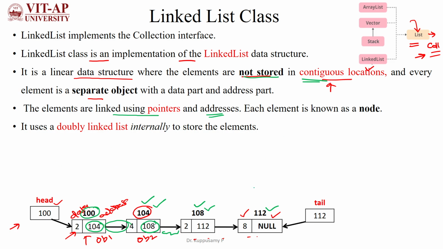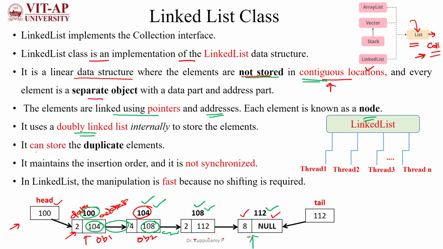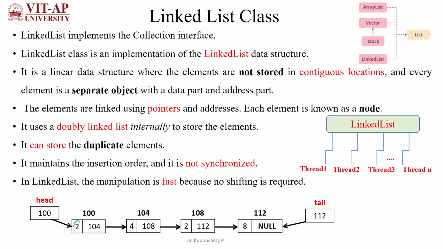Each structure is called a node, and the linked list class implicitly uses a doubly linked list structure, and it can also store duplicate elements. For example, in this structure, object 1 has the second value, and here you see the same object is stored once again. So duplicate elements are allowed inside the linked list class data structure, which maintains the insertion order, and which is not synchronized by default.